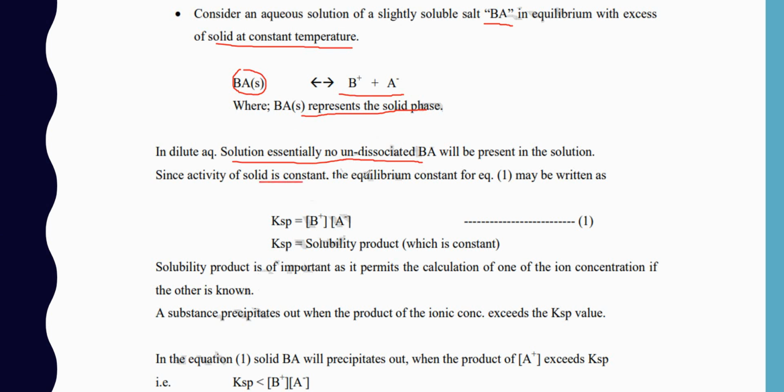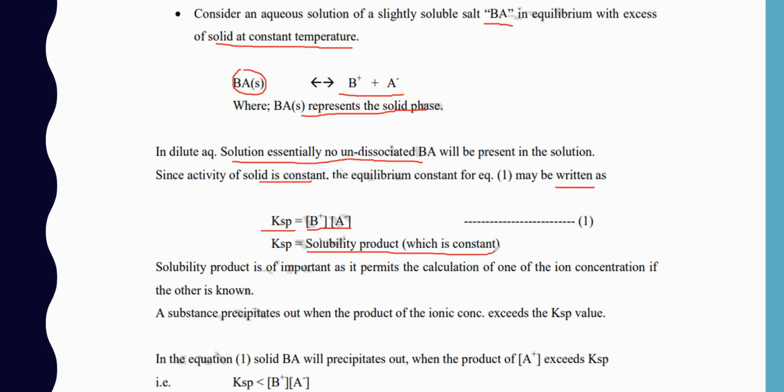Since the activity of a solid is constant, the equilibrium constant would be written as Ksp, the product of B plus and A minus. So this is the solubility product, which is constant. Solubility product is important as it permits the calculation of one of the ion concentrations if the other is known. So out of two, if we know one, we can identify the other.